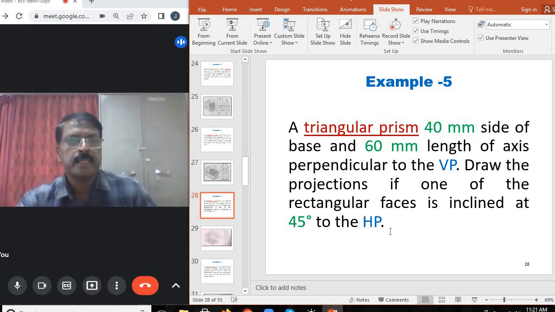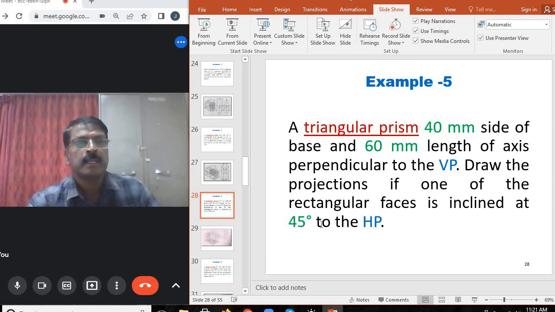So here, understanding the problem: what is the solid, prism or pyramid, then what is the position, the axis inclined to VP or axis perpendicular to VP or perpendicular to HP, which view shows the true shape of the base is an important task. So here the object is a triangular prism.